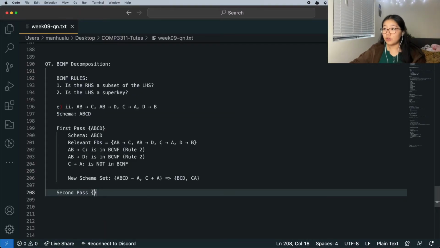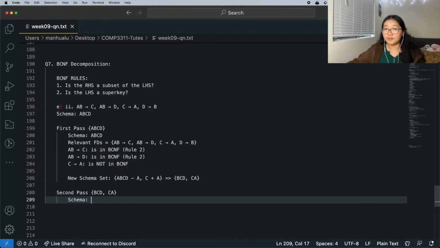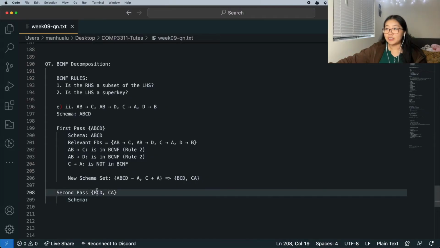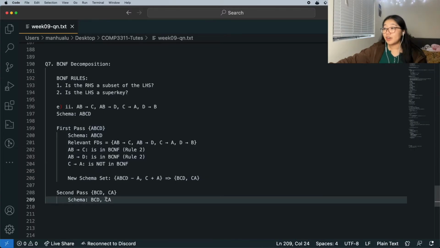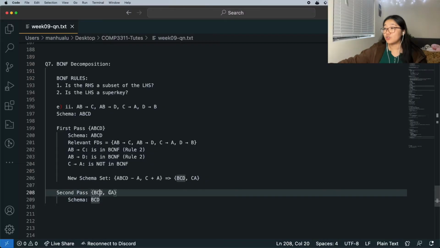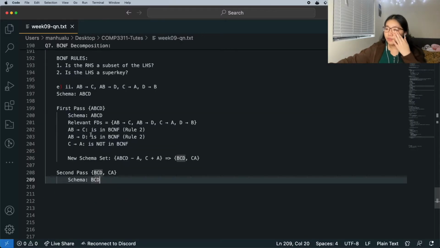Alright, so moving on, we're going to have our second pass now, and our second pass is going to consist of this set that we now have at this current state. So the schema has changed a little bit because we are just looking at BCD now. So we're looking at the first schema in our set. Once again, this is non-deterministic because you could look at this one first and this could change your answer quite a bit. But we're just going to go from left to right. So we're going to look at the schema BCD first.